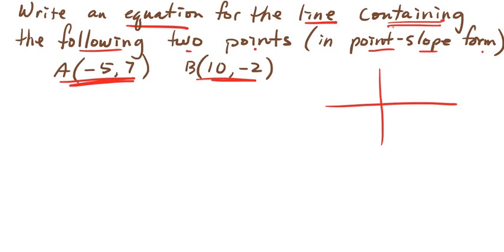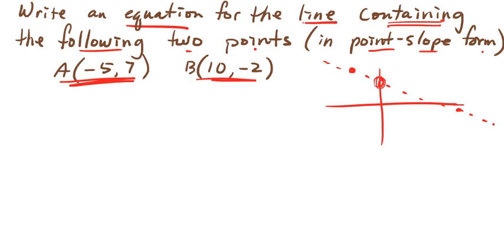If we just do a rough sketch, negative 5, 7 would be about that. And then 10, negative 2 would be about over here. So this is sort of the line that we're trying to get an equation for. And knowing that, you can kind of ballpark guess what this intercept would be. We're going to calculate the slope and stuff, but just so you have in mind, it's going to be a negative slope, right?